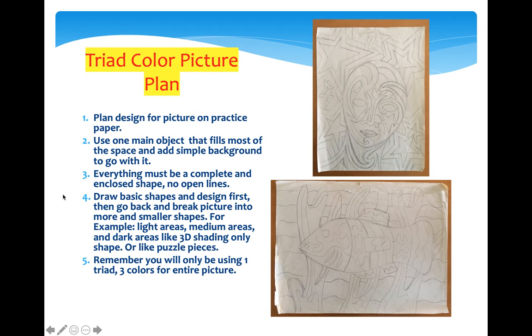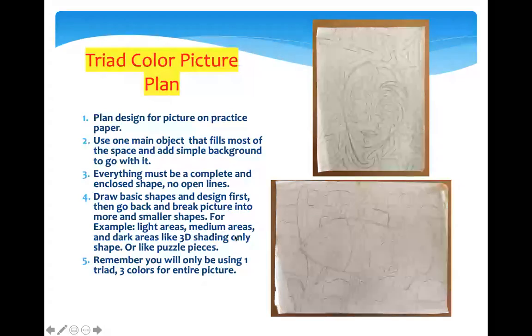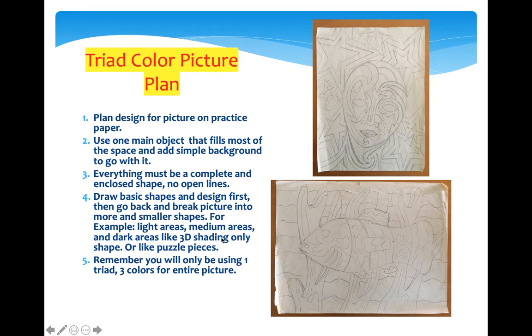Everything must be a complete and enclosed shape. No open lines. Remember, we're filling these shapes in solid this time. Draw basic shapes and design first, then go back and break the picture into more smaller shapes. For example, light areas, medium areas, and dark areas like 3D shading, only it's a shape, or like puzzle pieces.